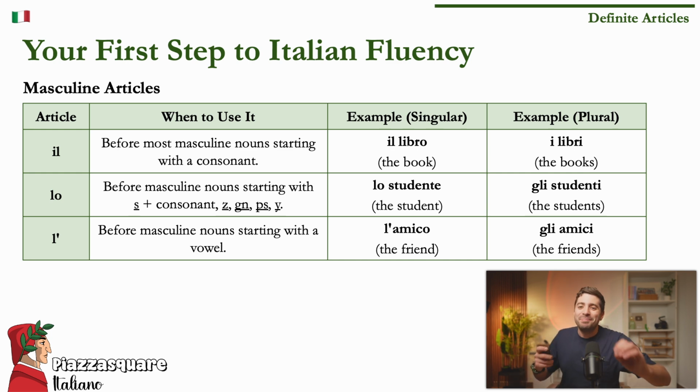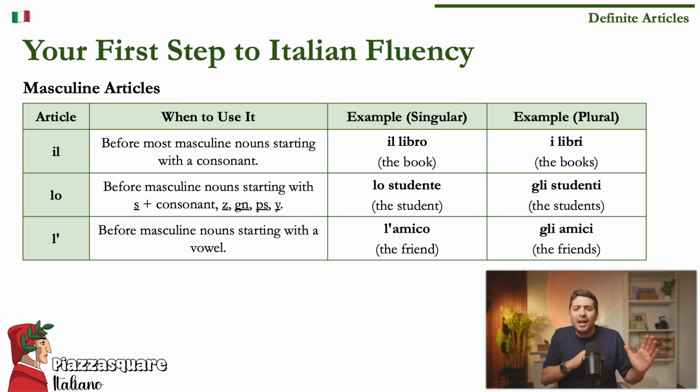Lo. Use this before masculine nouns starting with S plus consonant, Z, GN, PS, or Y. These are kind of special consonant groups. For example, lo studente means the student. The plural is gli studenti, which means the students. L with apostrophe, use this before masculine nouns starting with a vowel. For example, l'amico means the friend. The plural is gli amici, which means the friends.